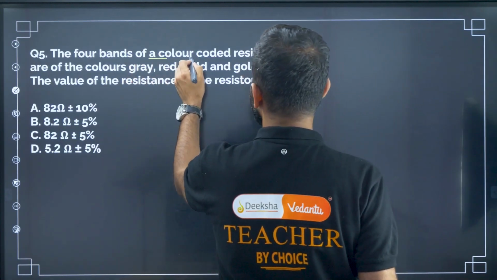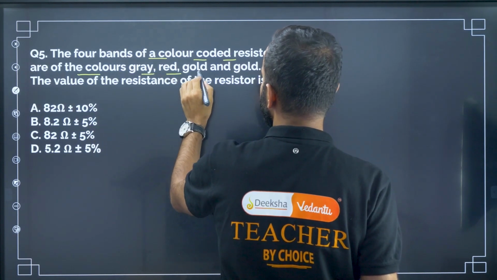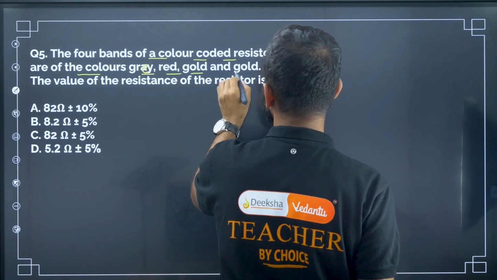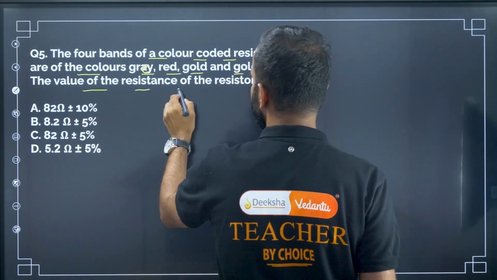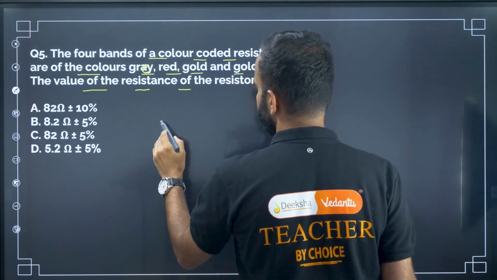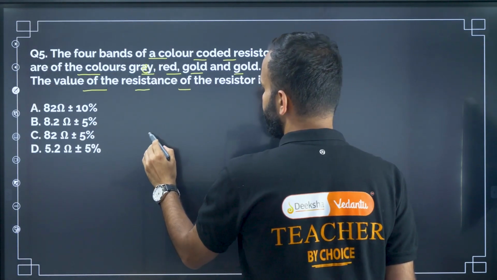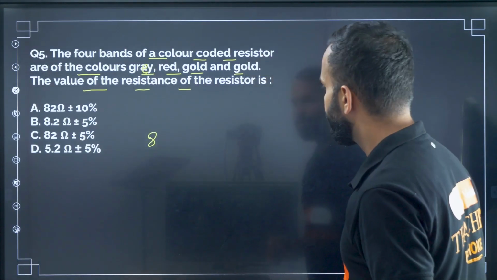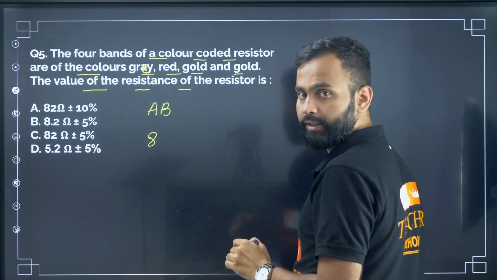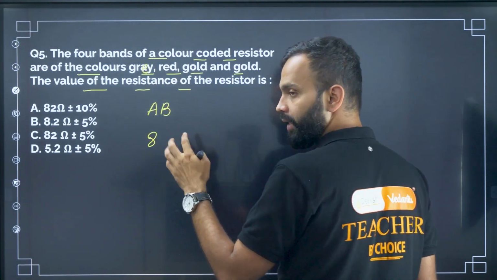The 4 bands of a color coded resistor are gray, red, gold and gold. The value of the resistance of the resistor. Okay. So here the first one is gray, and for gray it is 8. There are 4 bands, so how do you represent the resistance? The 4 bands are A, B, C, D.